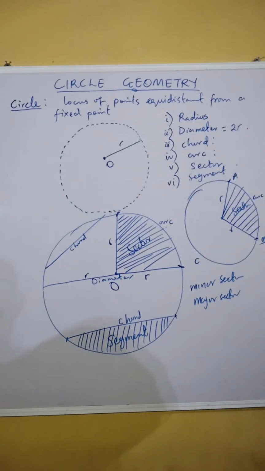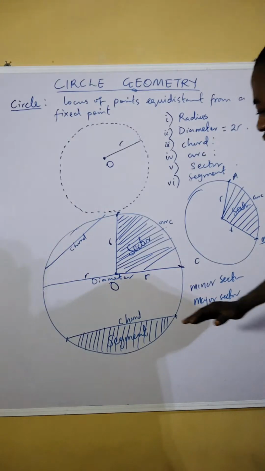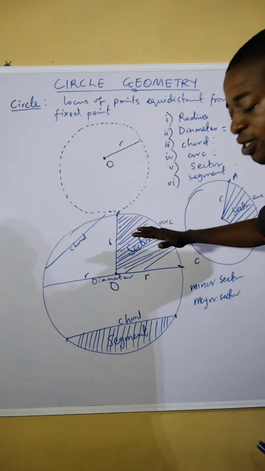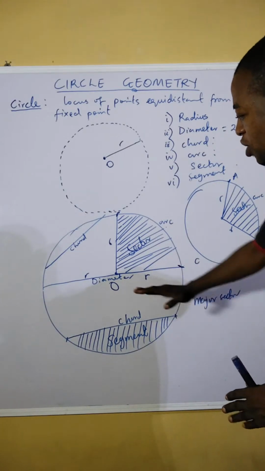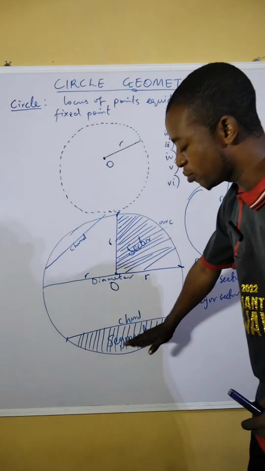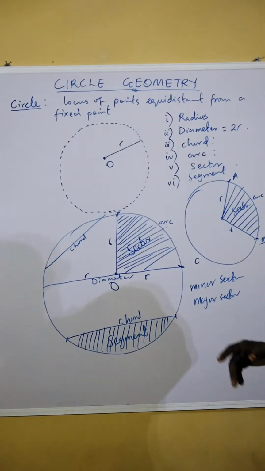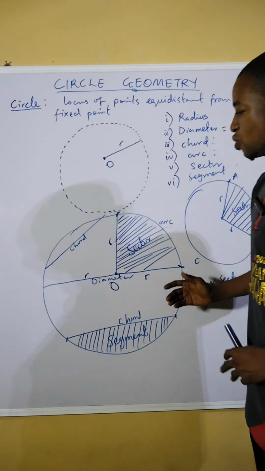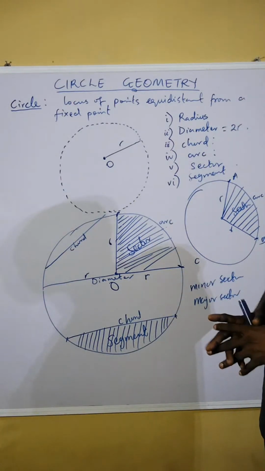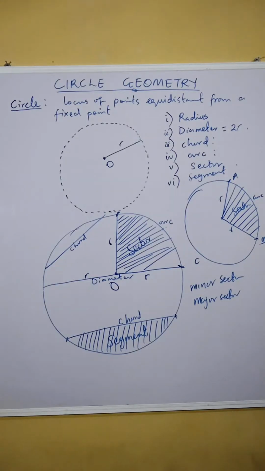Okay, and also the one that's not shaded up here is also a segment. That is a bigger one, which is the major segment. Here we have the minor segment. So these are the parts of the circle we first need to be able to identify before we move to the theorem.